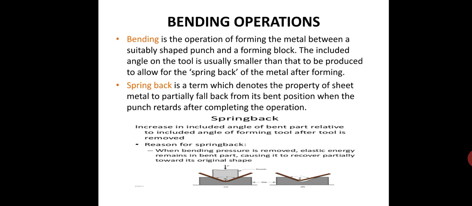What is the spring back? It is the term which denotes the property of sheet metal to partially fall back from its bent position when the punch retracts after completing the operation. As the diagram shows, the spring back of the sheet metal effects. The reason for the spring back is that when bending pressure is removed, elastic energy remains in the bent part, causing it to recover partially towards its original shape.